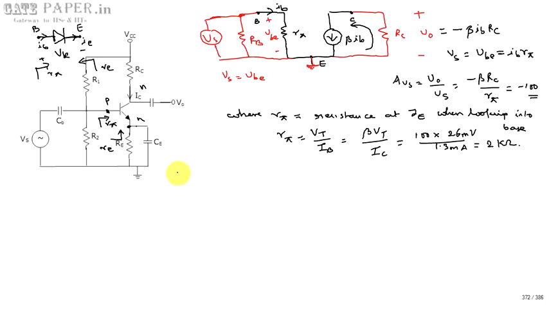Second case, if CE is removed. If CE is removed at the emitter, you are going to get one more resistor. Instead of the emitter connecting directly to ground, it is connected through a resistor. So directly I am writing the equivalent model. There is r_pi and beta IB.